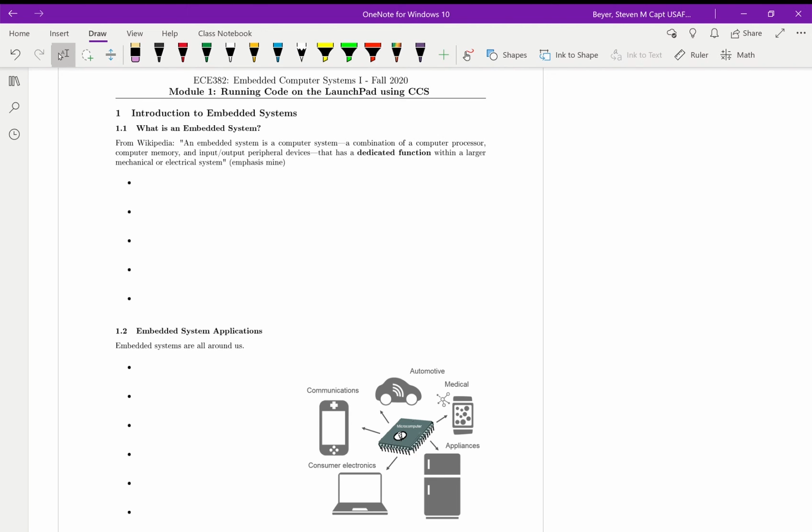There are numerous examples. But like we said, it includes a microcontroller or computer. So that's your brains. The key is it performs a dedicated or specific task.